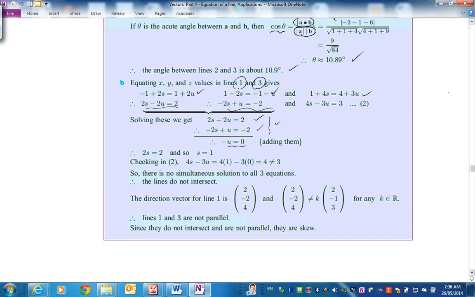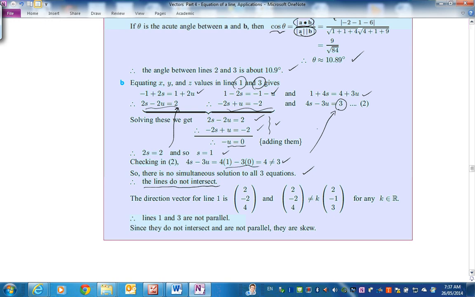So if you put u as equal to naught and sub it back into this one up here, you get 2s equals 2, so s is 1. Now if you check it back in here, put in u as naught and s is 1, we don't get the number 3 here. We don't get that. So there's no simultaneous solution. Therefore the lines don't intersect.